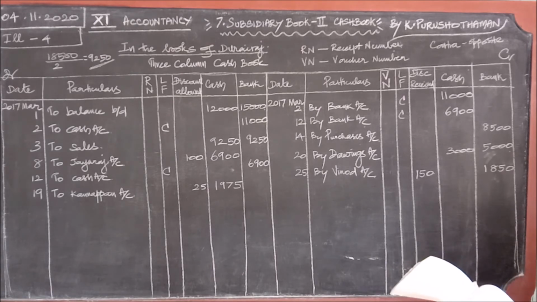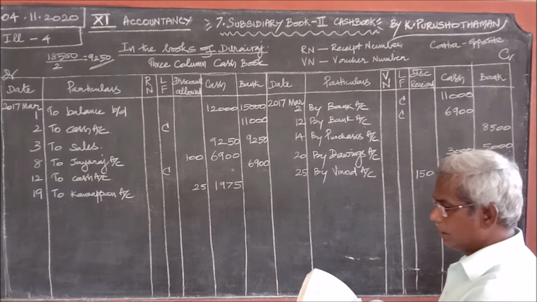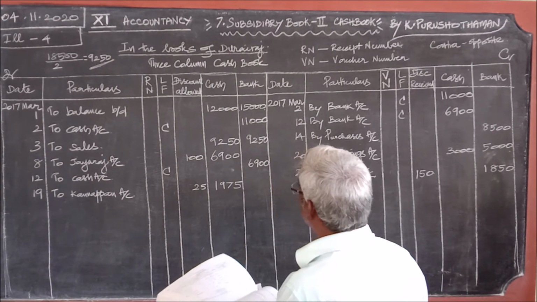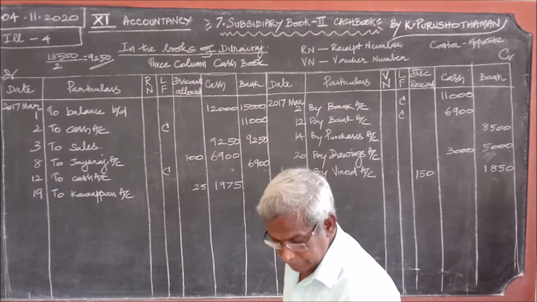Well done, right? 11,000, 3,000. Yes, here it is 15,000, 11,000, 96,900, 12,000, 9,250, 6,990, 75. Yes, that's all, we can close it now, as usual.